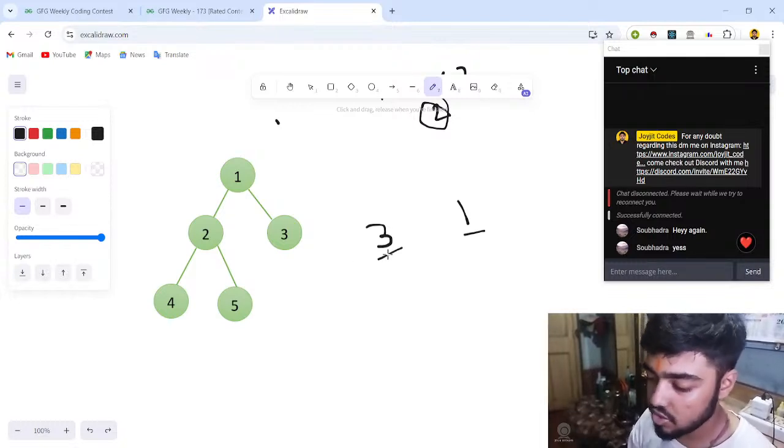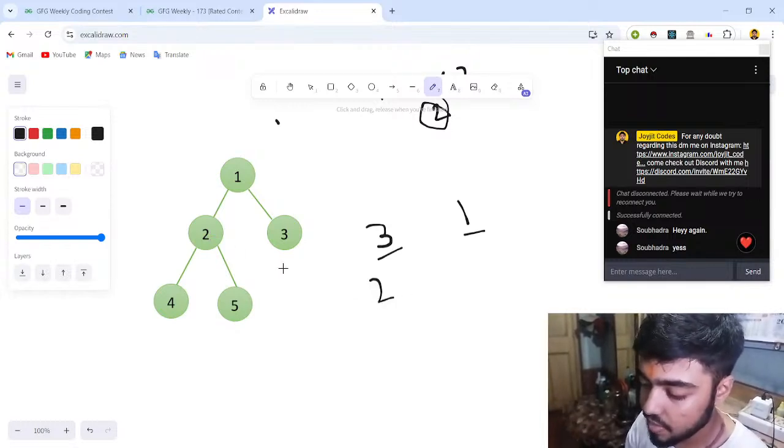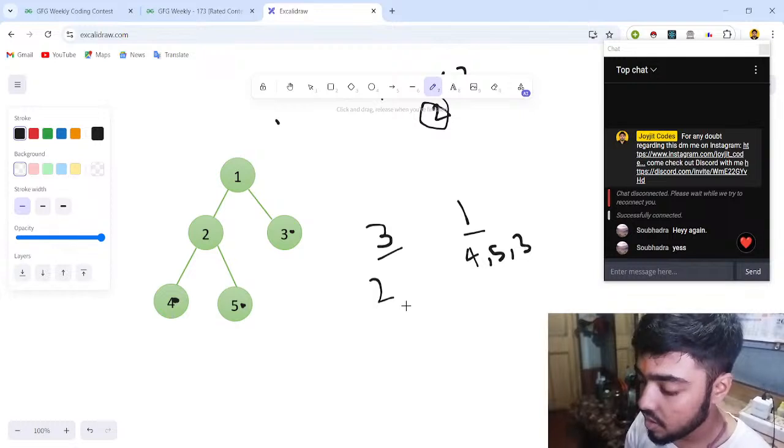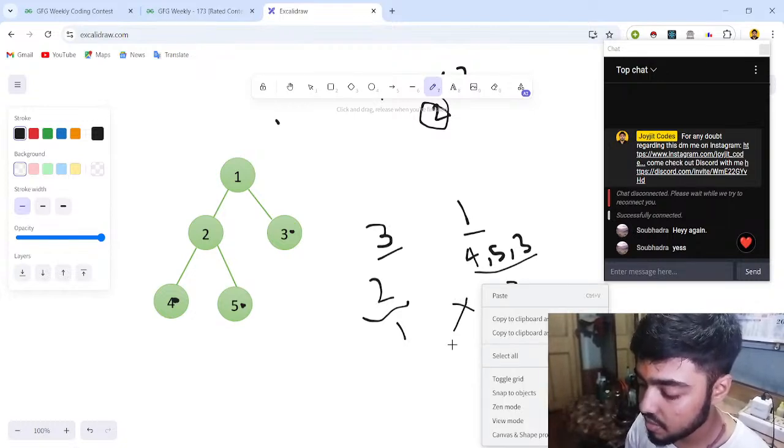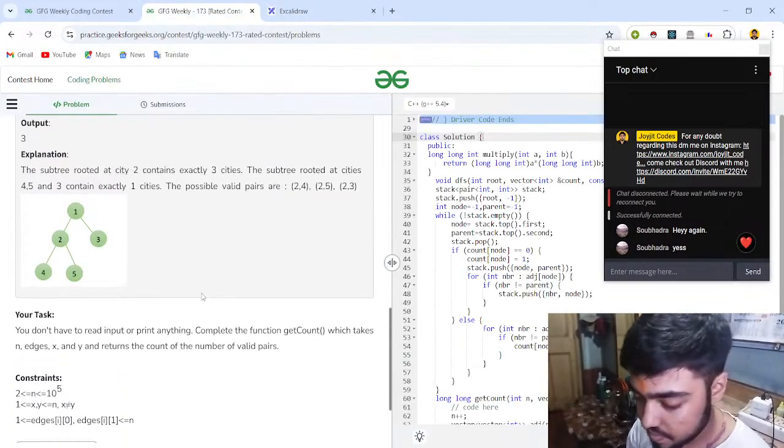So there are 5 nodes, so it's not possible. But if you consider 2, that is 2, 4 and 5, right? So there are 3 elements, so 2 is a valid thing. But if you consider 4, there is 1. If you consider 5, there is 1. And if you consider 3, there is also 1. Okay? So that is the size of this 1 and the size of this 3. If we multiply them, it becomes 3, right? You can see the answer is 3, I guess. Yeah, the answer is 3.